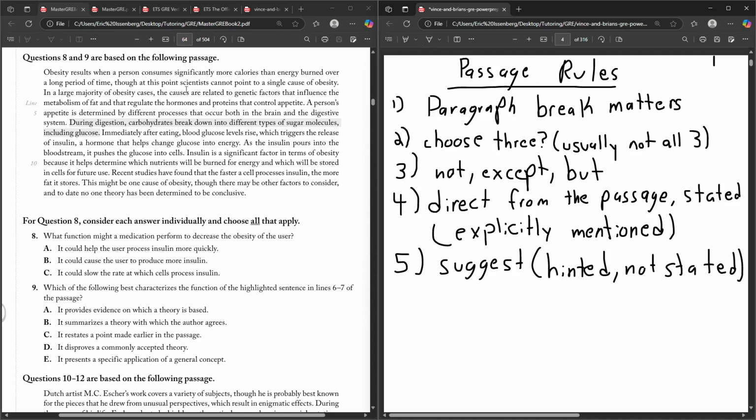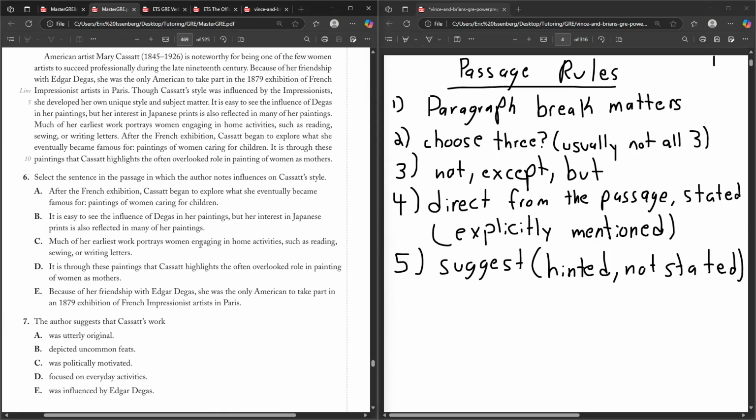So what's an example of suggest? Let's look it up. So that's over here. I've got another story ready to talk about what the author suggests about Cassatt's work. So this is a story on the artist Mary Cassatt. And we're going to go through it. I'll read the story, and we'll talk about what the author suggests.